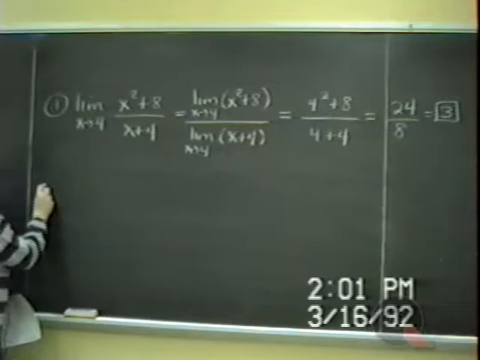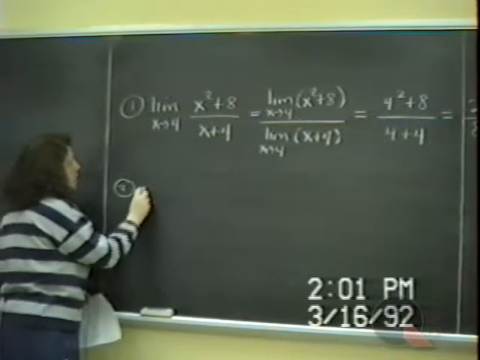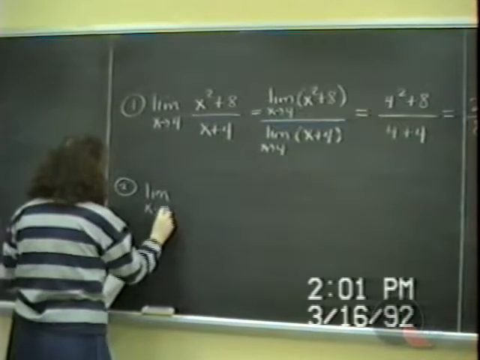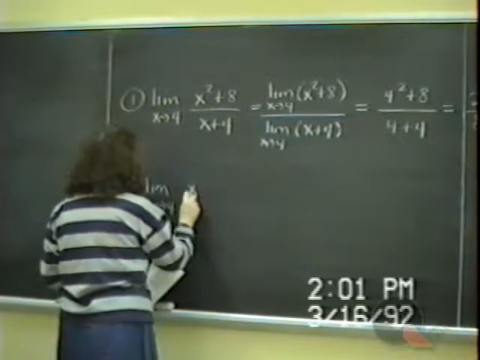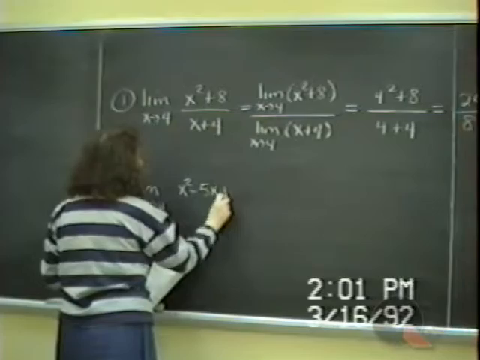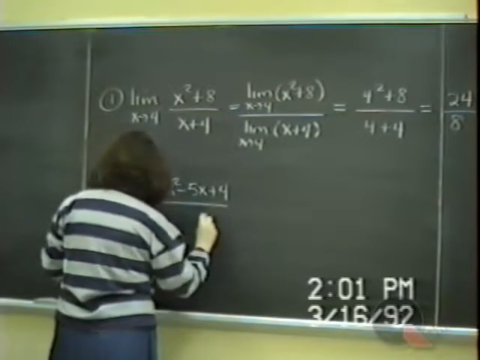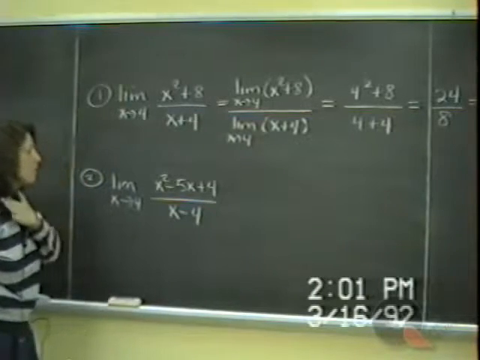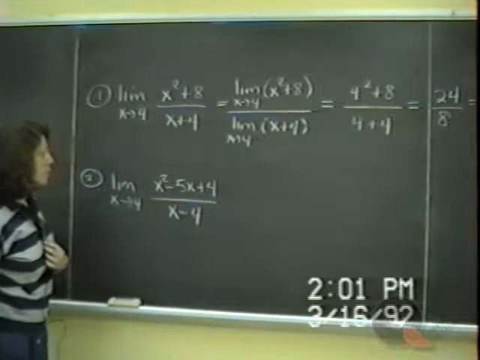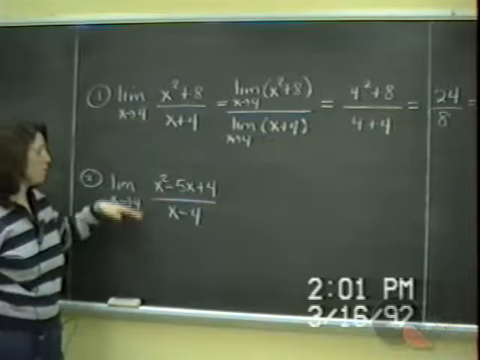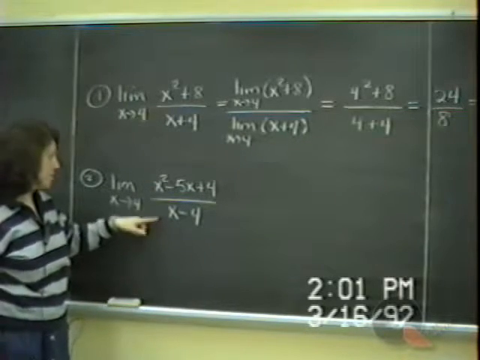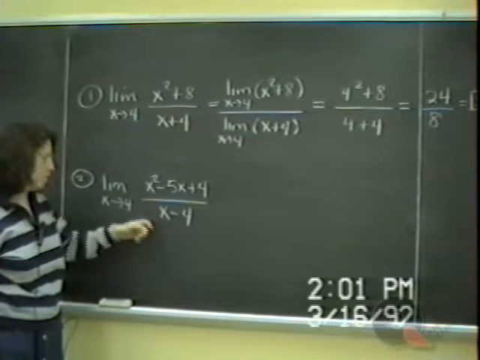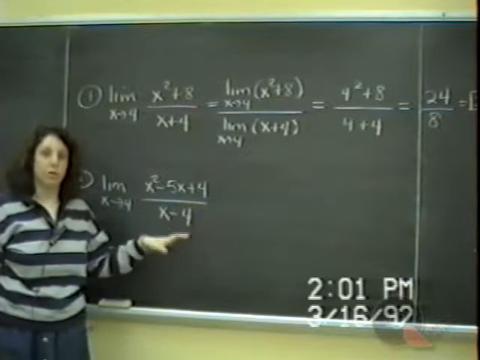For our second example, let's look at the limit as x approaches 4 of (x squared minus 5x plus 4) divided by (x minus 4). Now this problem is going to be a little bit more difficult because we can't simply say the limit of a quotient is the quotient of the limits, because in this problem the denominator is going to 0. As x approaches 4, the limit here is 4 minus 4 or 0.